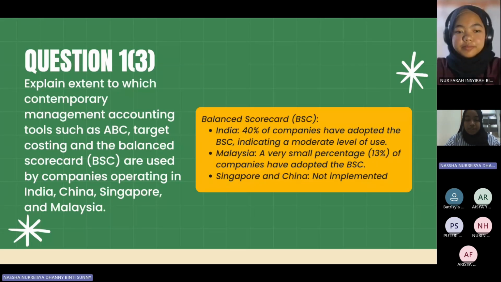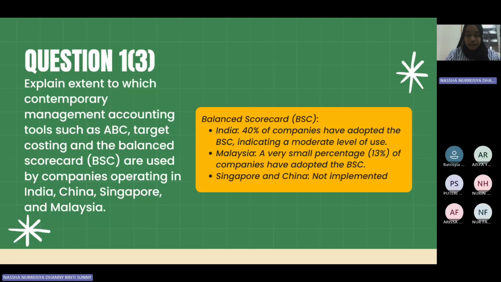In Malaysia, a very small percentage of companies, around 13%, have adopted the balanced scorecard. While there's some adoption, it appears to be relatively limited. Similar to target costing, there is no data indicating the adoption of the balanced scorecard in Singapore, suggesting that it might not be applied there.